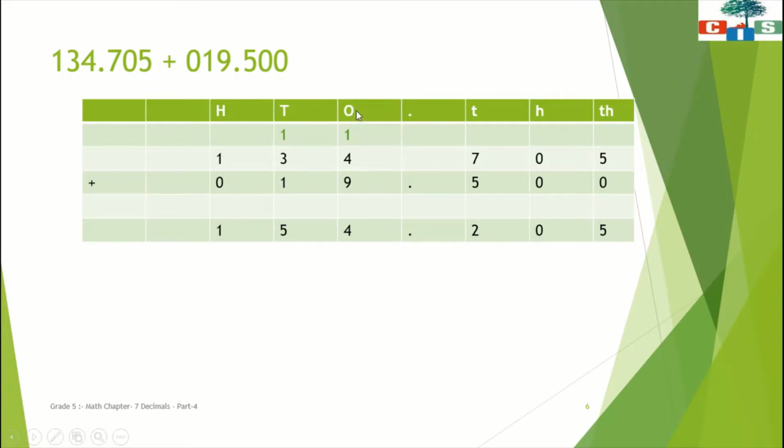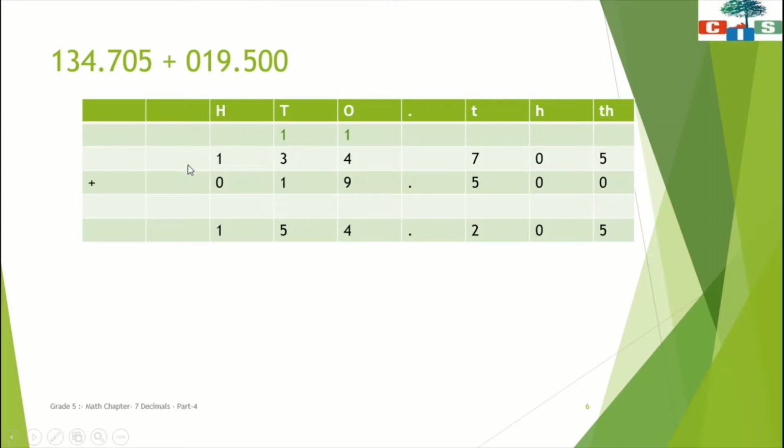Here we have ones. Now we will add the digits at the ones place. Here we have 1 plus 4, which is equal to 5, and 5 plus 9 is 14. Again we have got a 2 digit number. So we will write 4 over here and 1 will be carried forward to the next place value. Here we have tens. Now we will add the digits at the tens place. So here we have 1 plus 3 is 4 and 4 plus 1 is 5. So we'll write 5 over here.